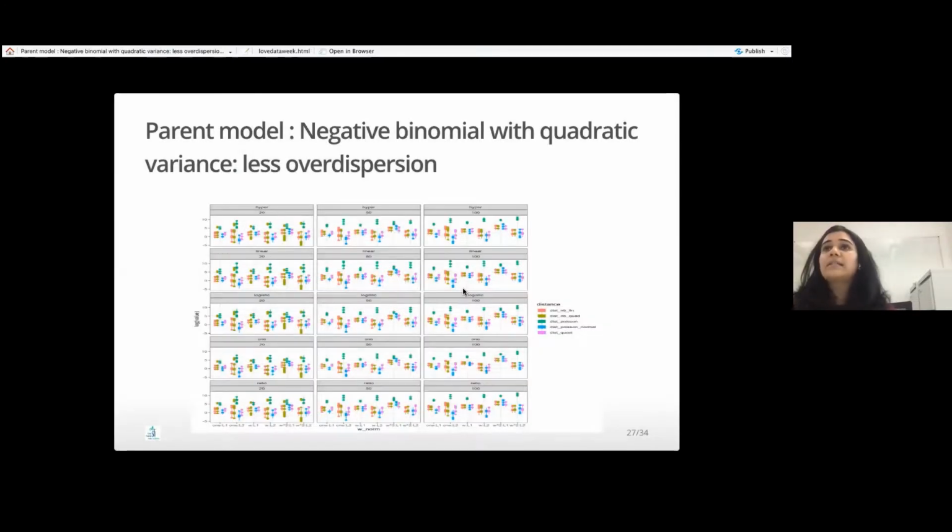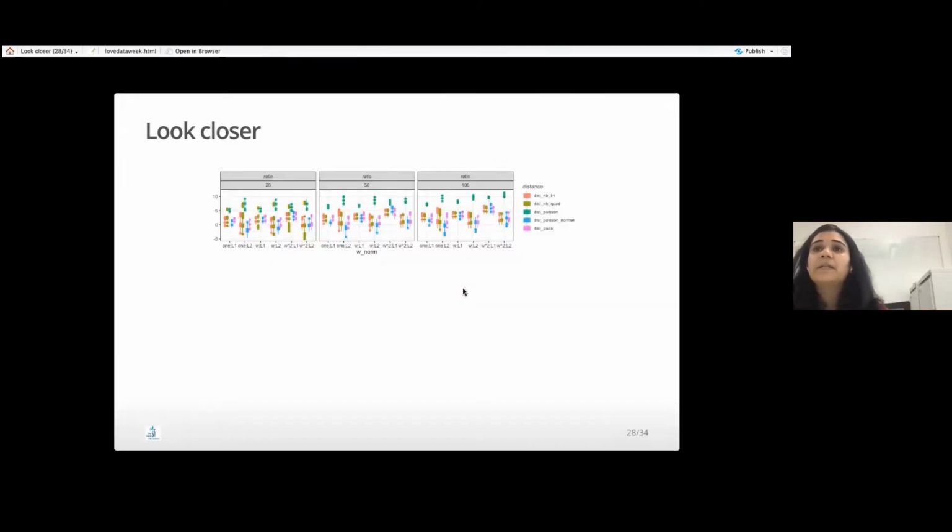Next, I move on to the negative binomial. The parent model is negative binomial with the quadratic variance with less overdispersion. Here also it's the same plot, and the rows look the same. There's no difference between the functions as such. But when we look closer at one of the panels, we see that the Poisson actually has a higher value than the other models. This model is identifying overdispersion, clearly distinguishing between models which do not account for overdispersion and models which do.